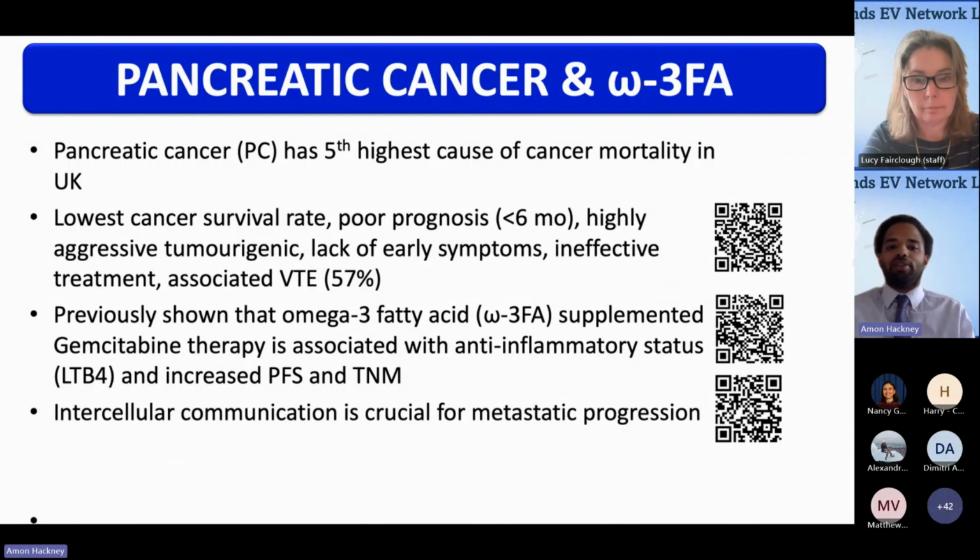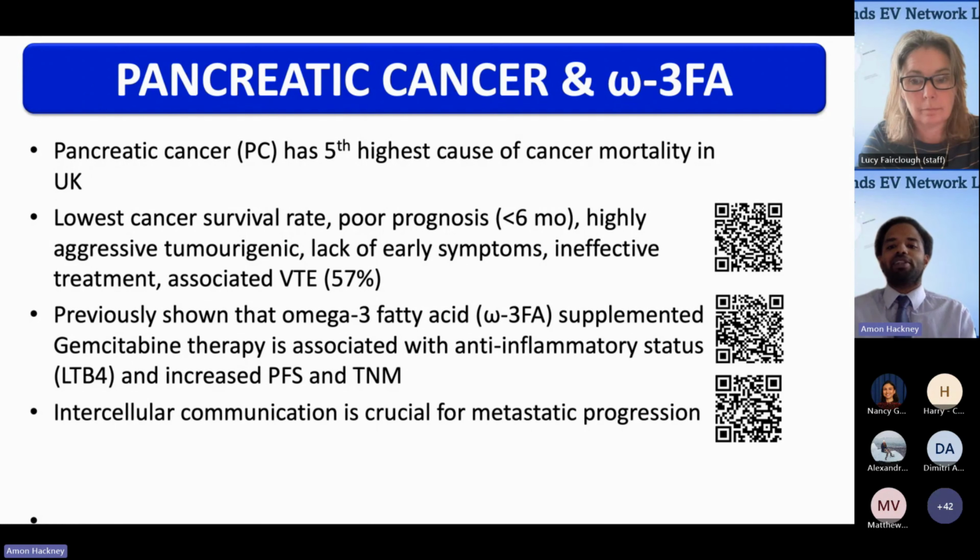It's previously been shown that omega-3 fatty acid supplementation of the standard gemcitabine therapy is associated with anti-inflammatory status and increased progression-free survival in these patients. It's also important to note that intercellular communication is crucial for metastatic progression in this disease.